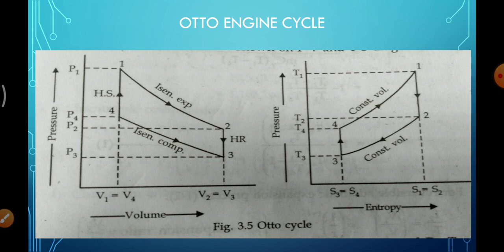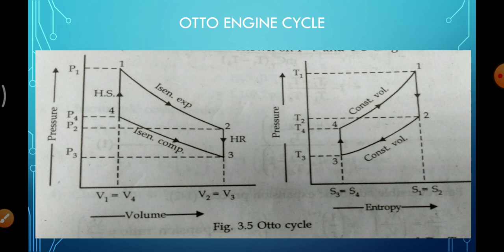Dear friends, today we are going to discuss the Otto engine cycle, or simply the ideal Otto cycle. In this cycle, there are 4 different processes. Heat is received and rejected at constant volume. Therefore, it is also called the constant volume cycle.